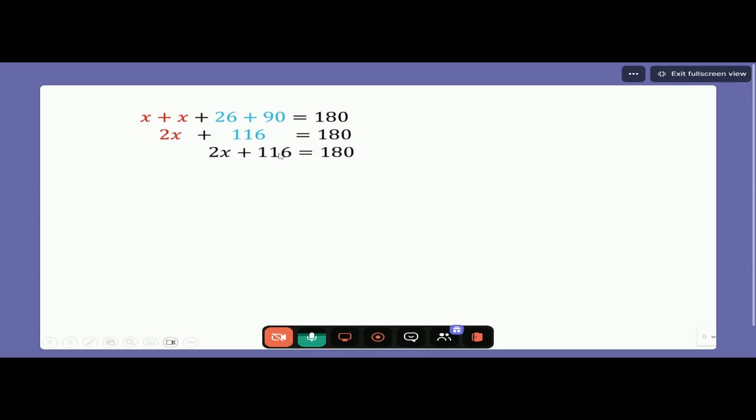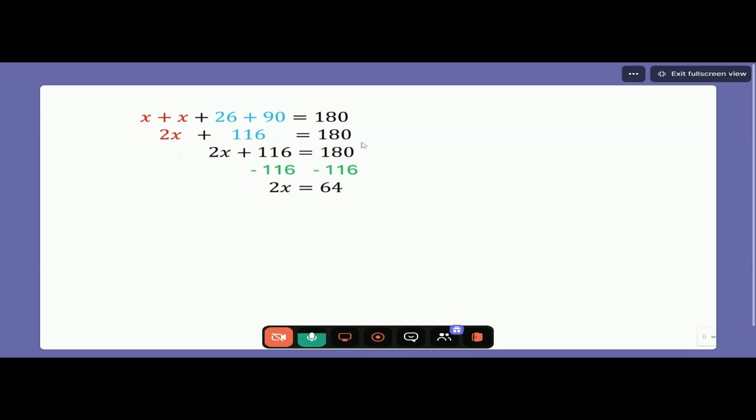Plus 116. What is the opposite of plus 116? It is minus 116, and whatever we do to one side of the equation, there's our equation, our equal signs lined up here, right? We have a left side and a right side. If we change the left side by subtracting 116, we also need to change the right side in the exact same way. And what is left behind?